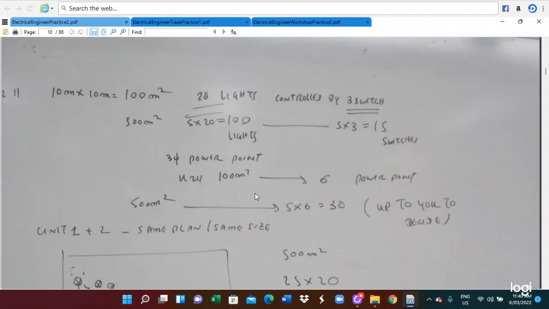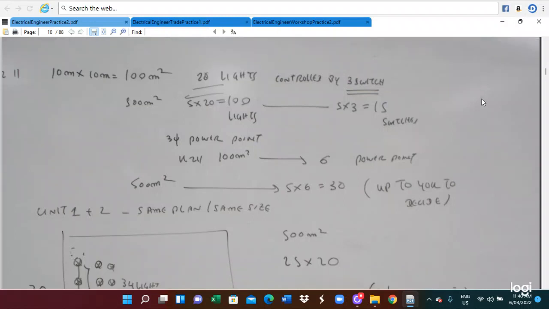So the area is 100 square meters. We connect 20 lights controlled by 3 switches. In this case, for 500 square meters you have to multiply by 5, so you have 100 lights controlled by 15 switches. So approximately, for every 100 square meters we can install 20 lights, and we can control them by at least 3 switches.